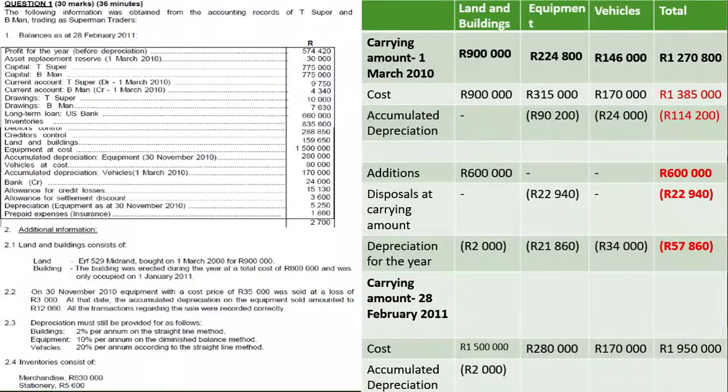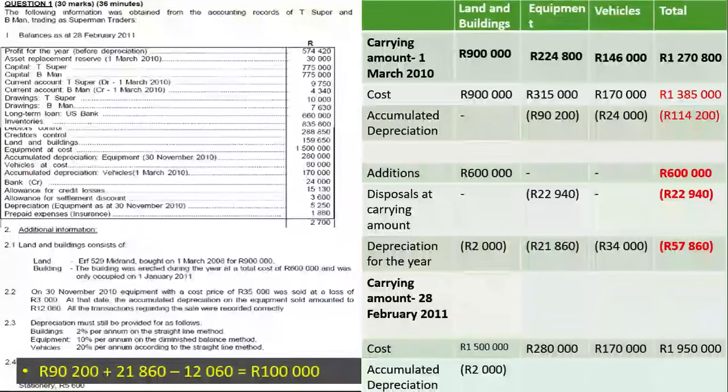Now we know that there were movements in equipment, or we disposed of equipment. That's what I mean by movement. We disposed of some equipment, so we do not include accumulated depreciation for that specific equipment. So what can we do? Well, we take the accumulated depreciation at the beginning of the period, we add the depreciation for the year, which we calculated, and then we deduct the accumulated depreciation for the equipment which we sold.